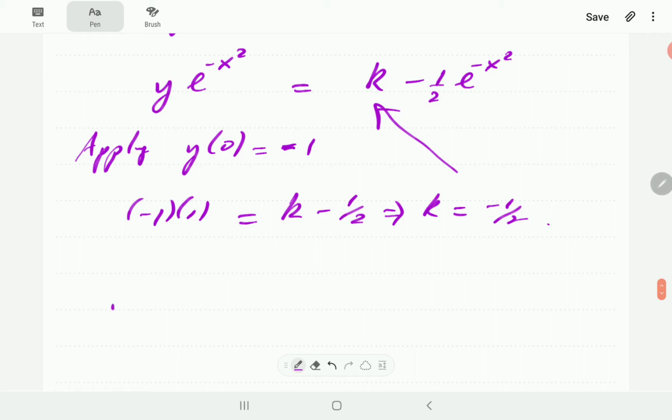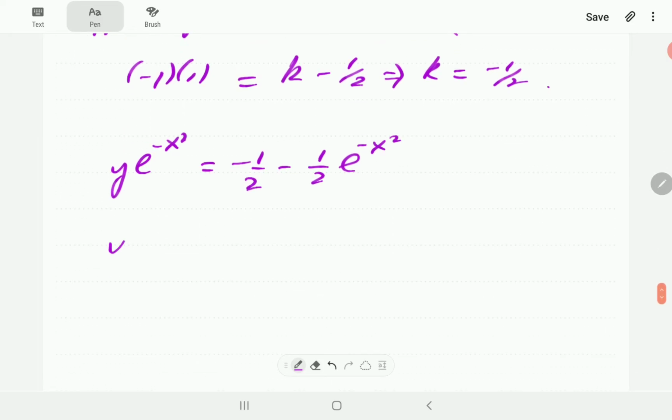And that is going to be y e to the minus x squared equal to minus half e to the minus x squared. Then if we make y the subject of the formula here, it's going to be minus 1/2 times 1 plus e to the x squared. So that's going to be our final solution.